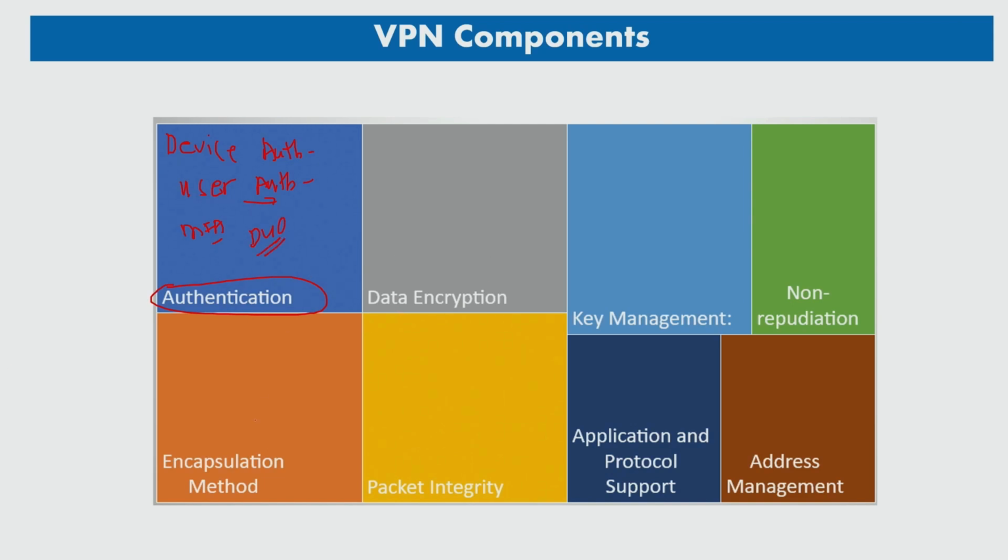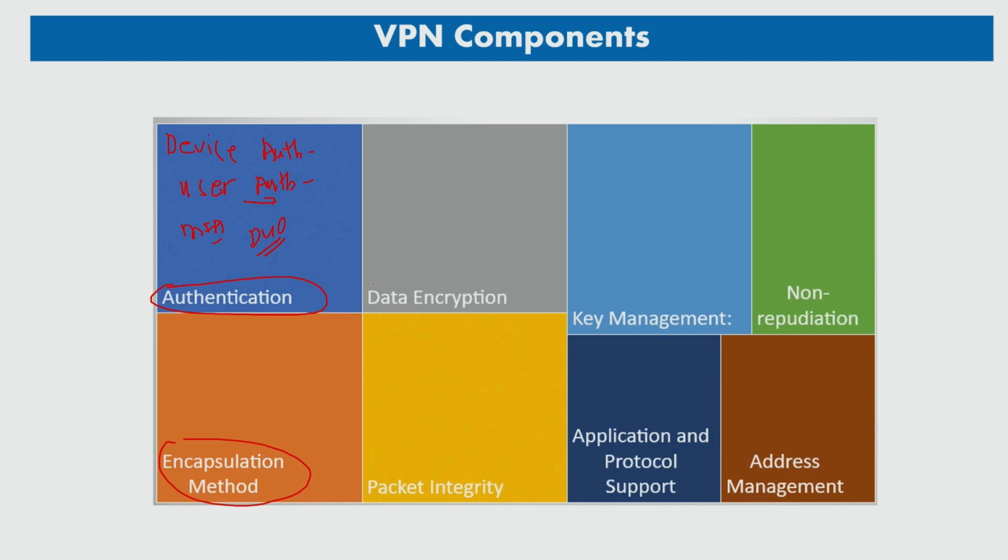Now let's talk about the encapsulation method. A VPN must also define an encapsulation method, which describes how user information, such as data, is encapsulated and transported across the network. Encapsulation also determines which applications or protocols can be included in the VPN packet's payload. Some VPN implementations encapsulate only the application layer data, while others can encapsulate a layer 3 packet or layer 2 frame in its entirety.